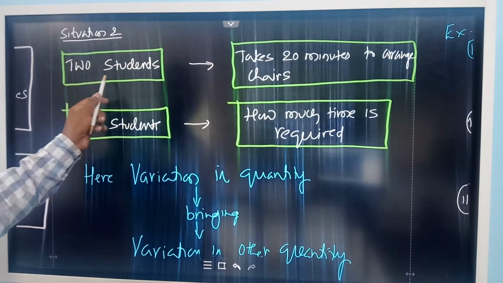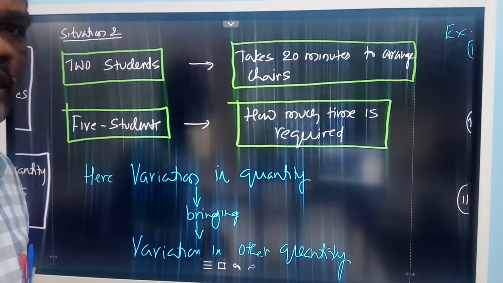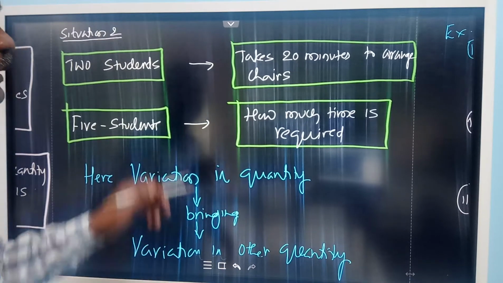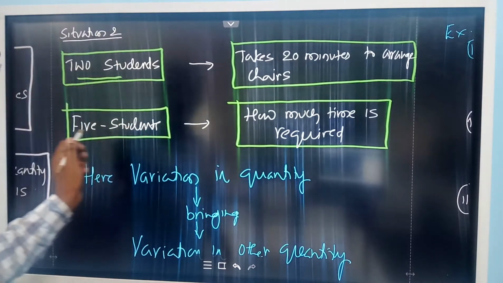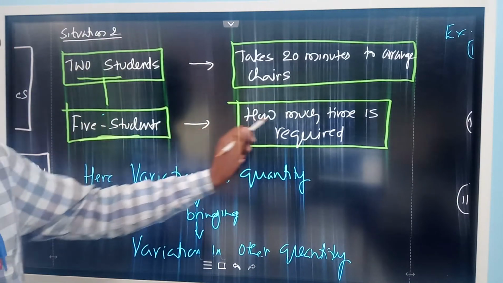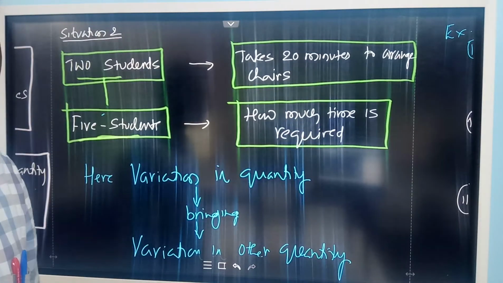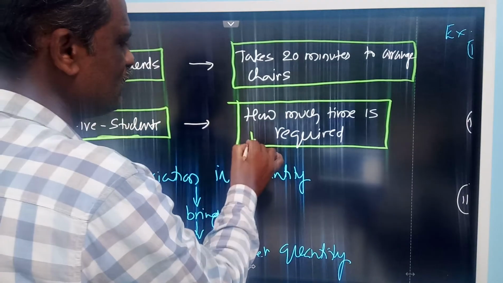Another situation: 2 students take 20 minutes to arrange chairs for an assembly program. Now I am increasing the number of students here, to 5 students. How much time will they take to arrange the chairs? It is decreased here. So it is going to decrease.